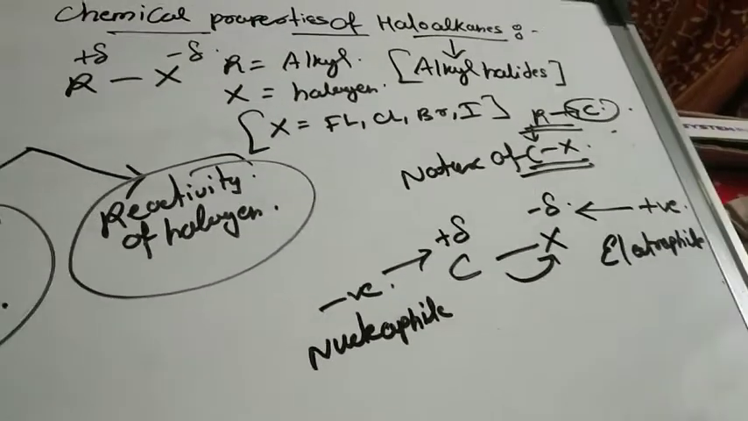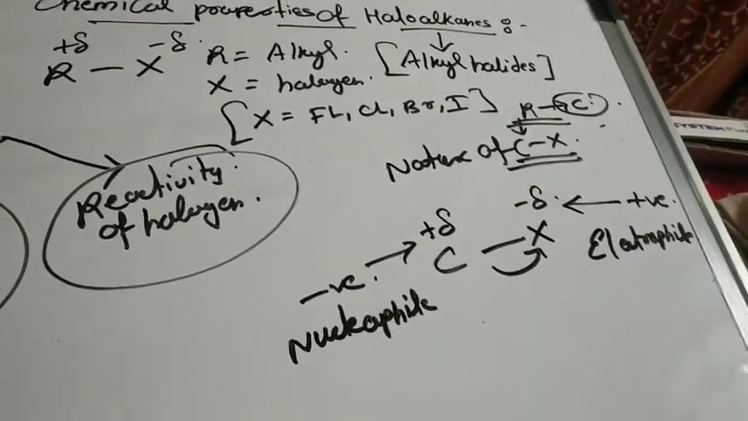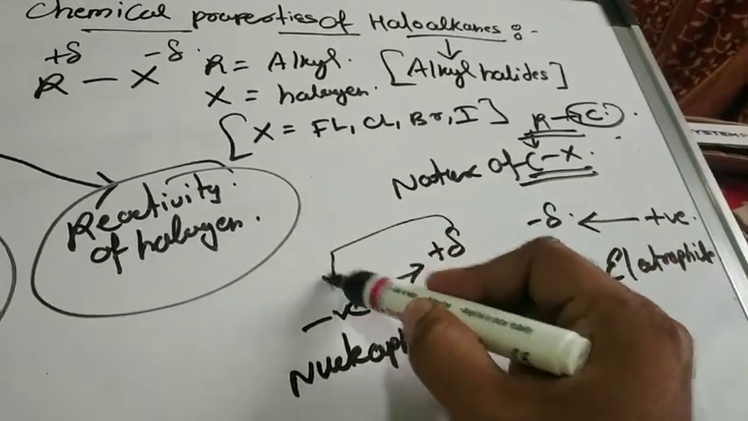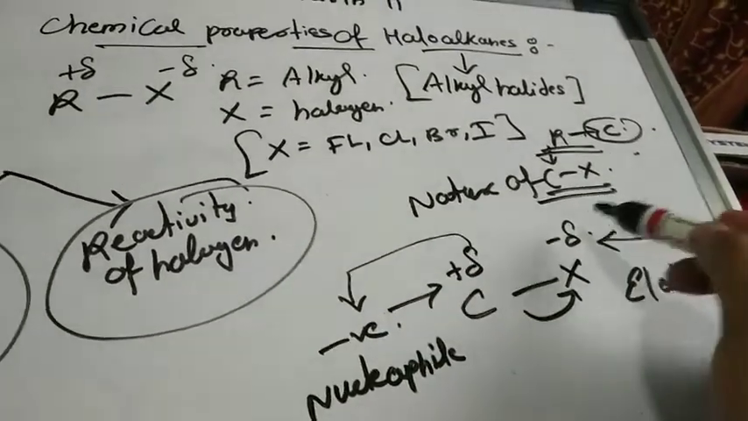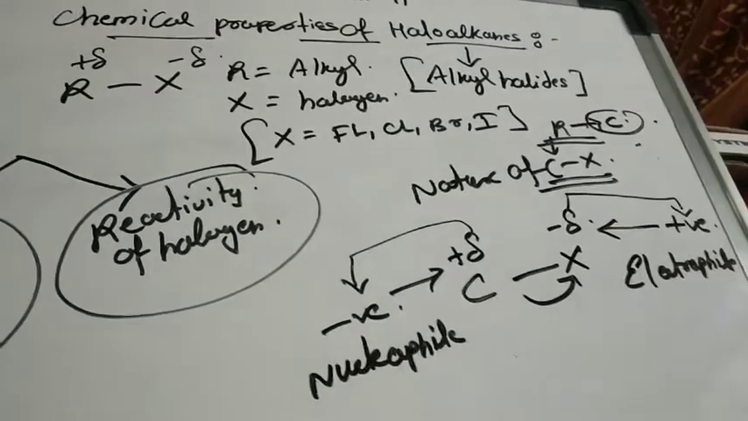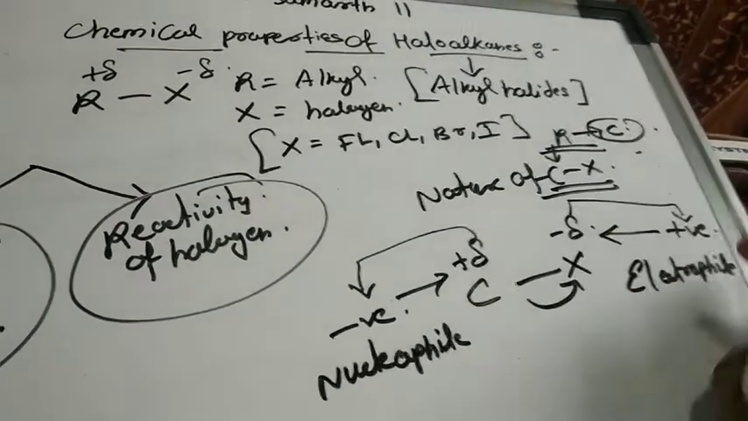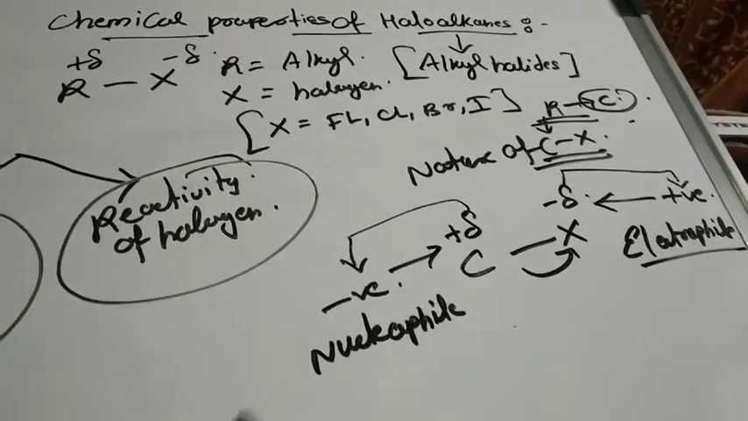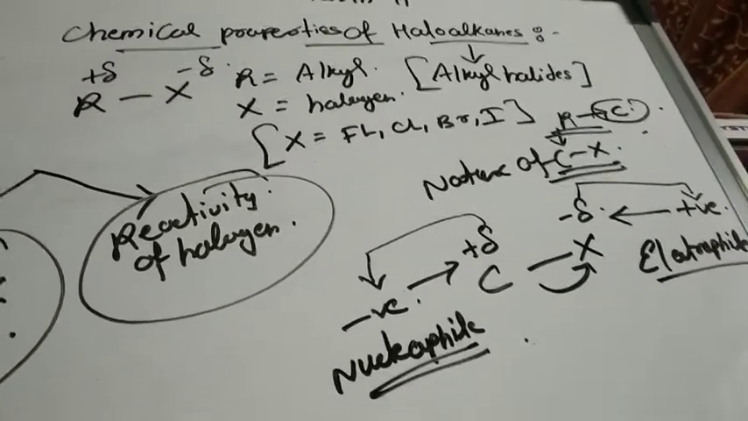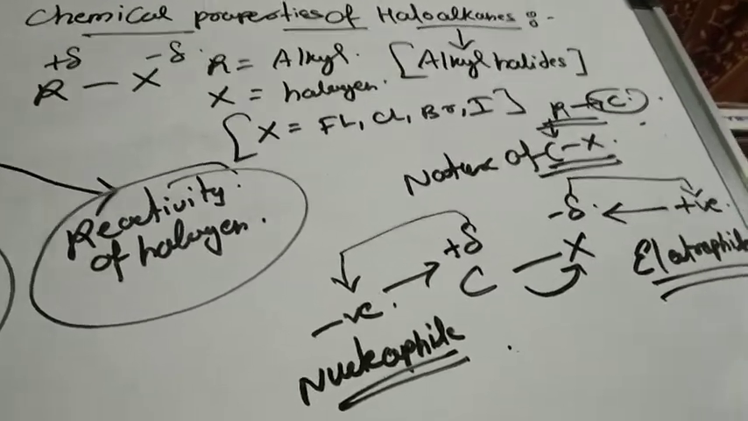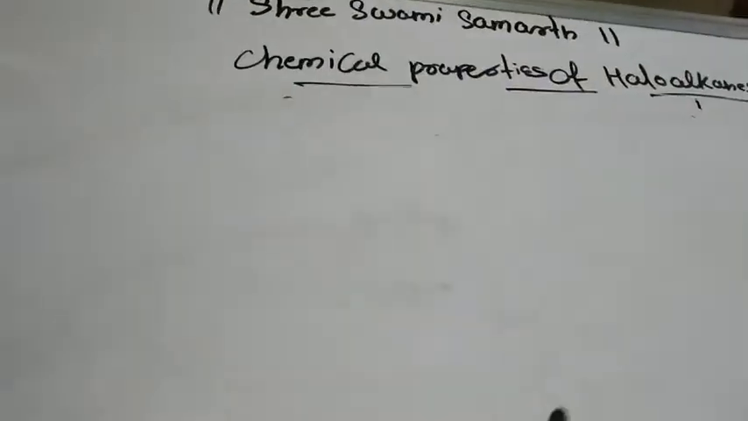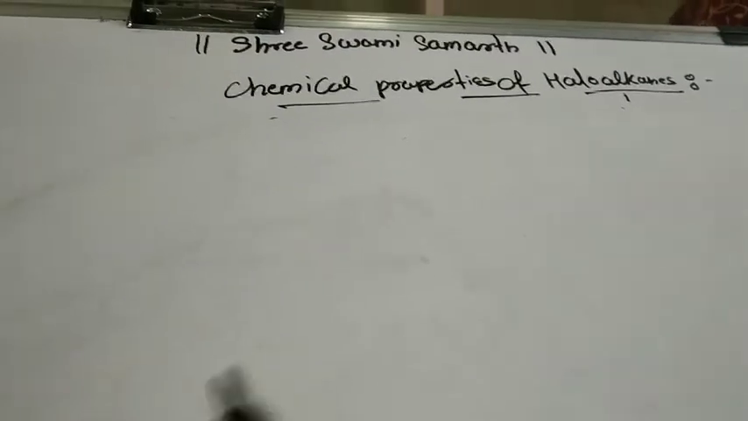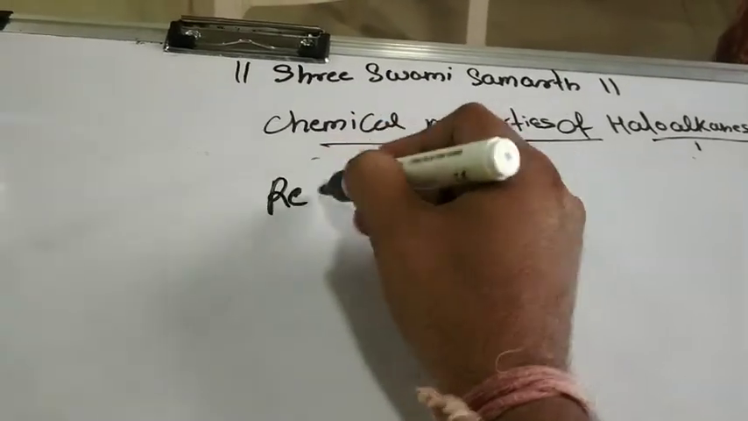This negative reagent is called the nucleophile, and the positive reagent is called the electrophile, right? Further we will see what the electrophile and the nucleophile are, but you have to understand that positive will always have attraction for the negative, and negative will have attraction for the positive, right? So you all have to remember this concept. Okay, now let's quickly discuss the reactivity of the halogens.